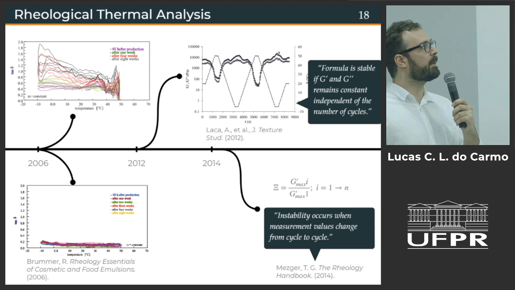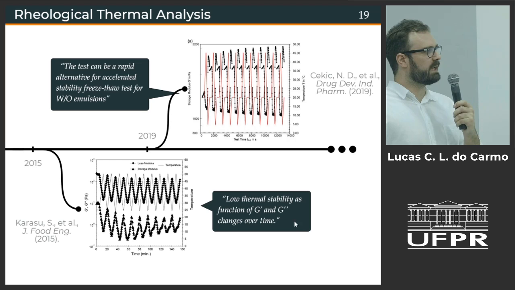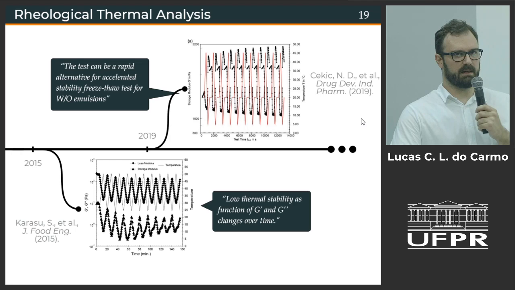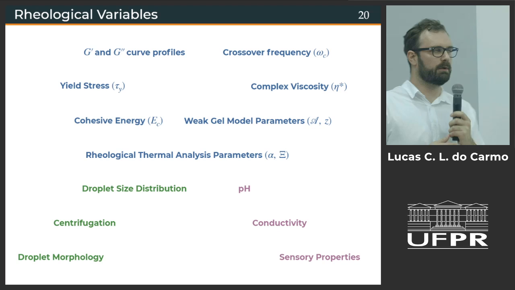The most recent studies also came to the same conclusions: low thermal stability as a function of G prime and G double prime changes. They discovered this for food products, and the same here with a water and oil emulsion that was used as a cosmetic product.